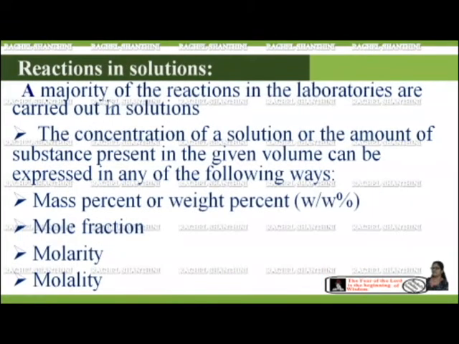Reactions in solutions. A majority of the reactions in the laboratories are carried out in solutions. The concentration of a solution or the amount of substance present in the given volume can be expressed in any of the following ways. They are mass percentage or weight percentage, mole fraction, molarity, and molality.